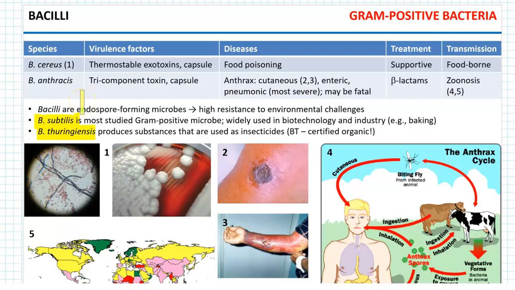Now, these guys are not pathogenic for humans. These two are. First is Bacillus cereus. Bacillus cereus per se itself is not a pathogen, but it produces a toxin.